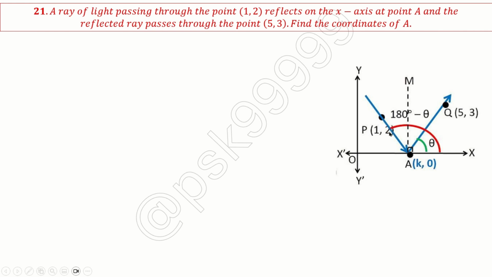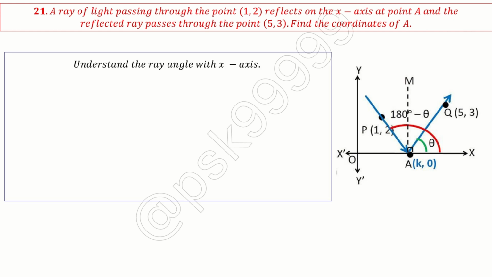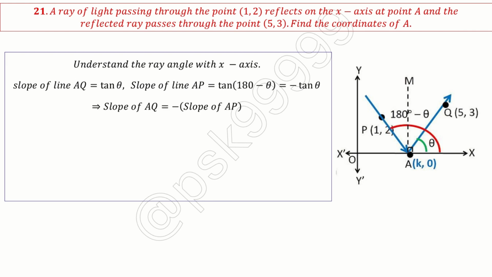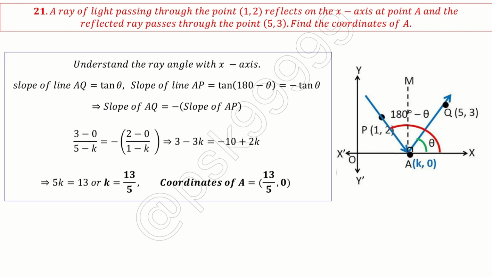So the slopes of these two lines are tan theta and tan 180 minus theta, and tan 180 minus theta is minus tan theta, we know it. That means the slopes are equal but opposite in sign. Slope of AQ equals minus slope of AP. So now you just consider the slope of these two and put the minus sign, equate them, right? So you will get the value of K as 13 by 5. So the coordinates of A are 13 by 5 comma 0.